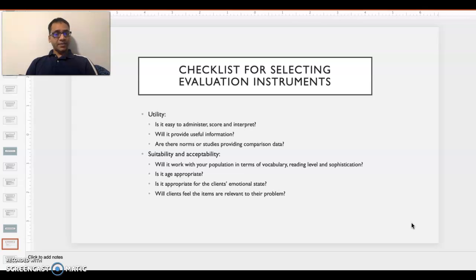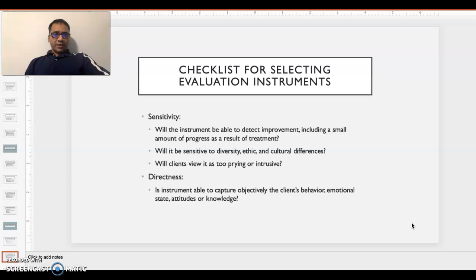What is the suitability and accessibility of those instrument questions? Will it work with your population in terms of vocabulary, reading level, and sophistication? Is it age appropriate? Is it appropriate for clients' emotional state? Will clients feel the items are relevant to their problems? So, another checklist is sensitivity. Will the instrument be able to detect improvement, including a small amount of progress as a result of treatment? Will it be sensitive to diverse ethnic and cultural differences? Will the client view it as important? Will the client view it as too prying or intrusive?